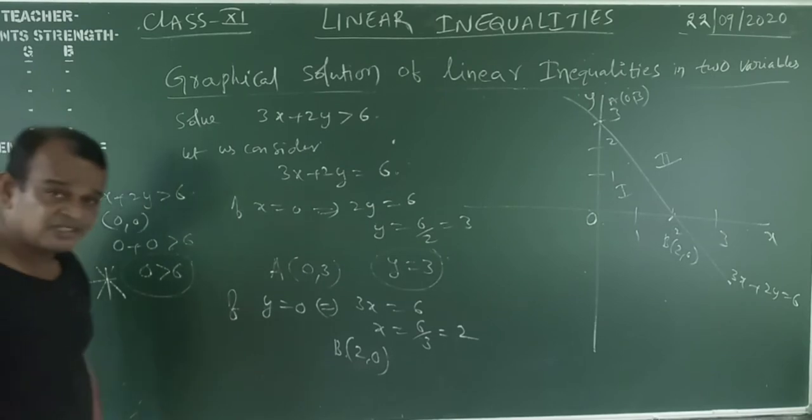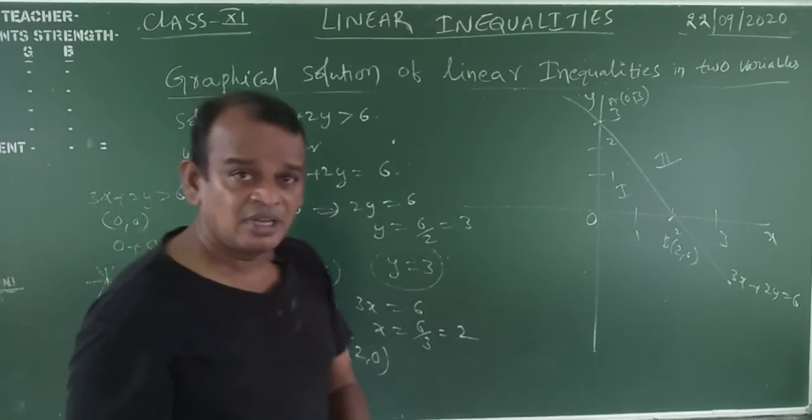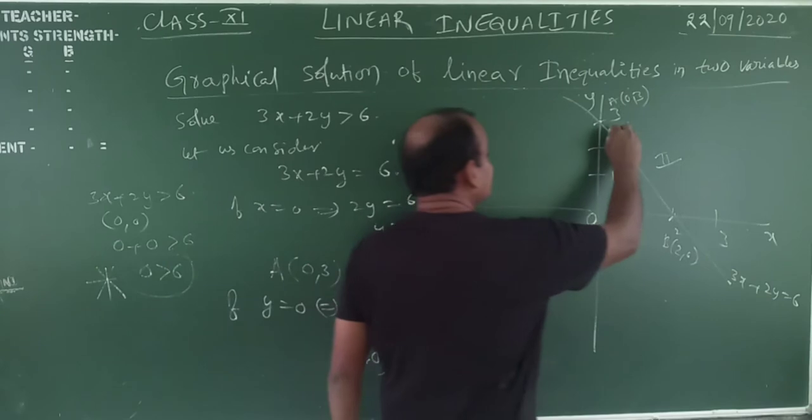Condition is not satisfied means the graph is above the origin. Above the origin means here. In this way we will draw the graph.